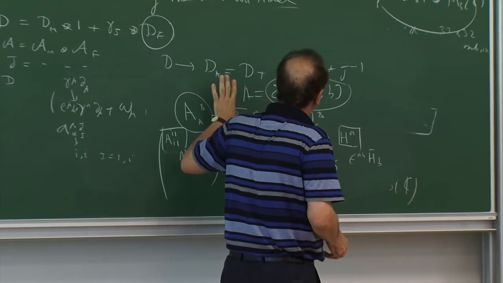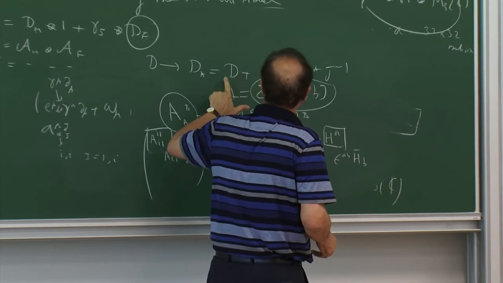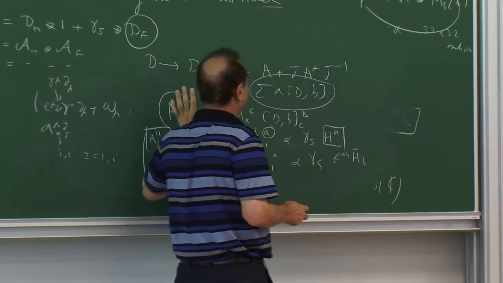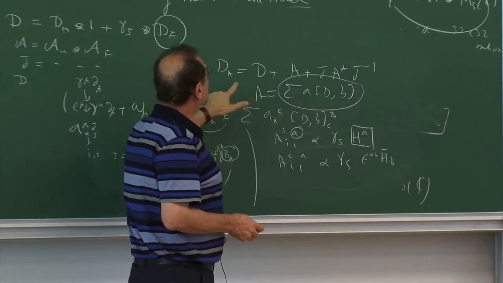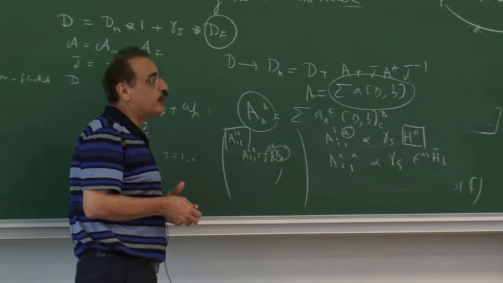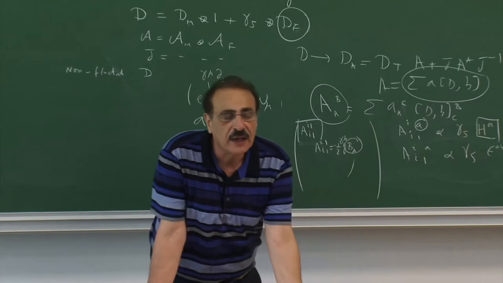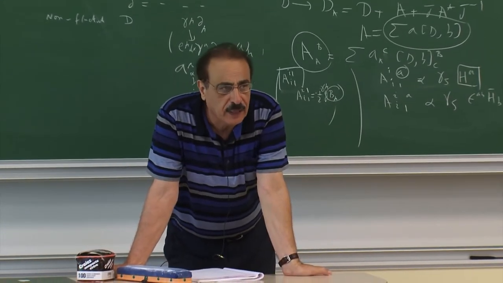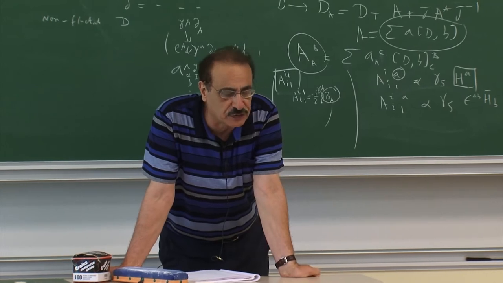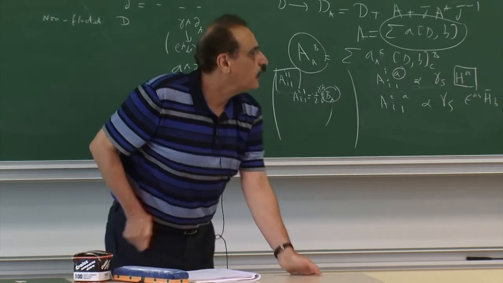So the upshot of this is that one really can do this calculation. It is a matrix calculation, no complications. And after some algebra, one finds the Dirac operator including fluctuations. What does it mean? It gives me the connections on the space, and the connections are nothing but the gauge fields and the Higgs fields. Nothing else.